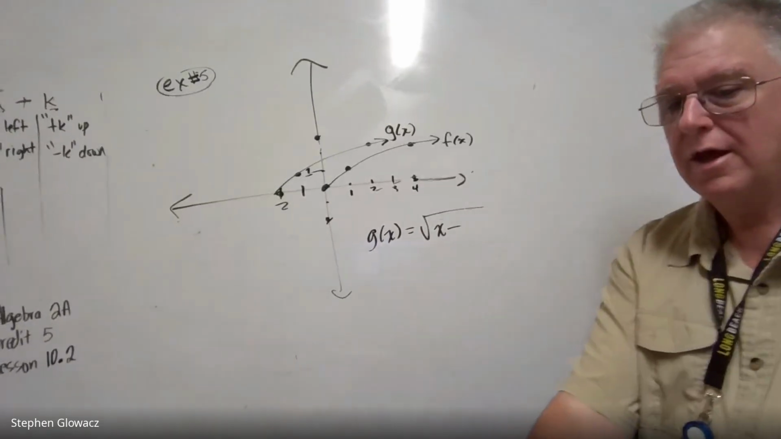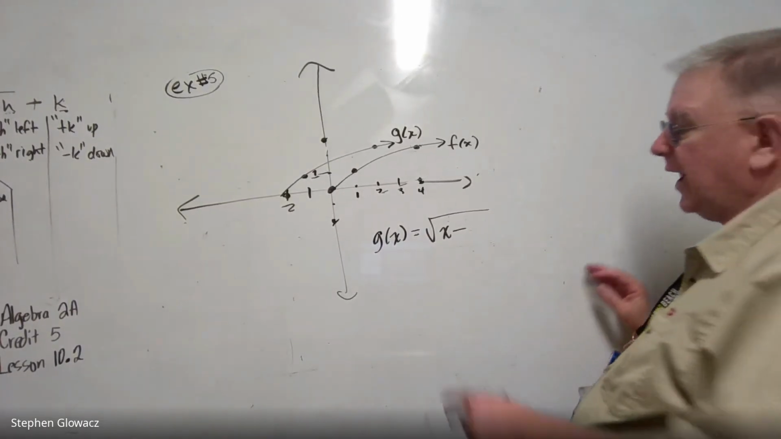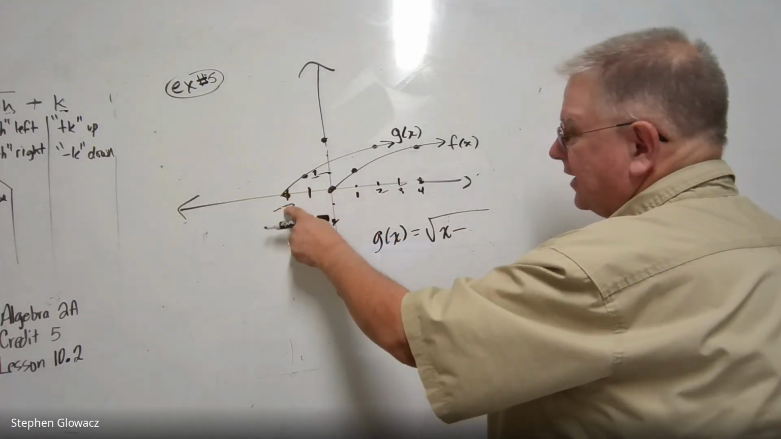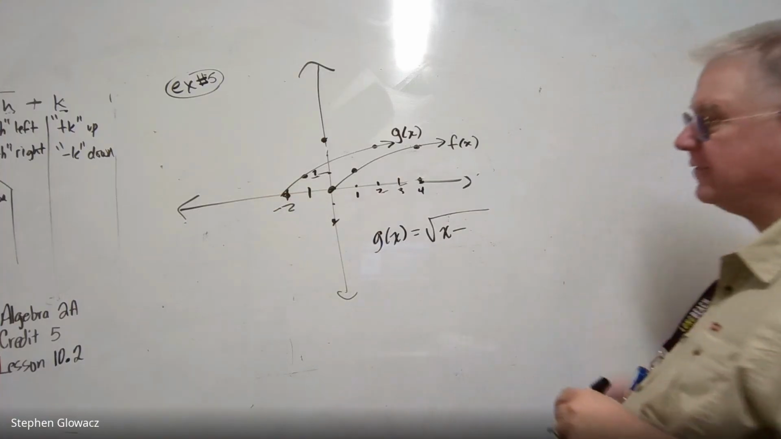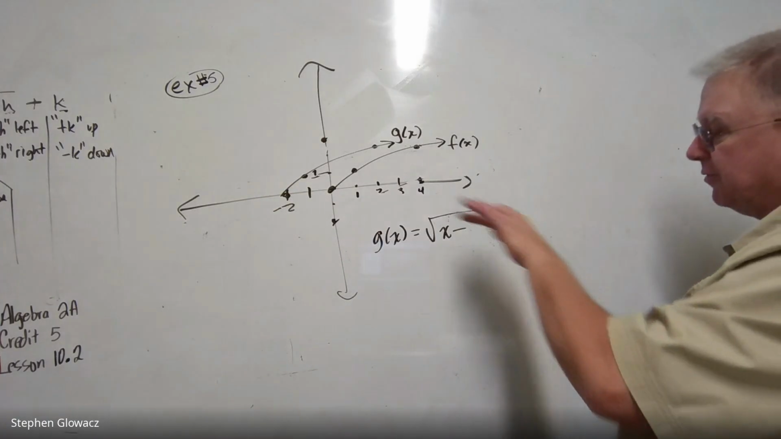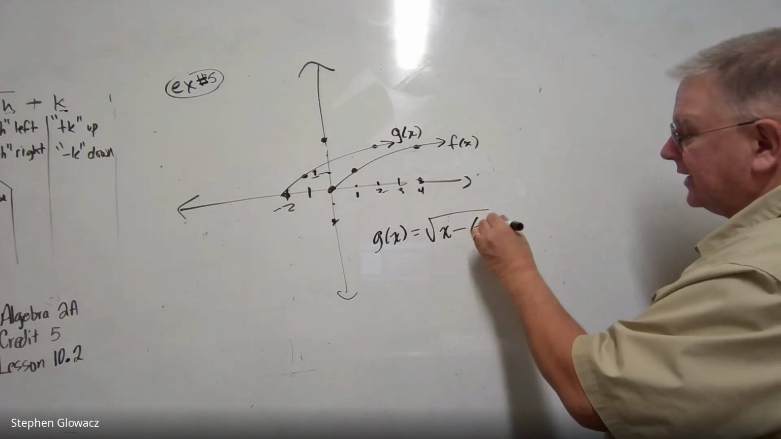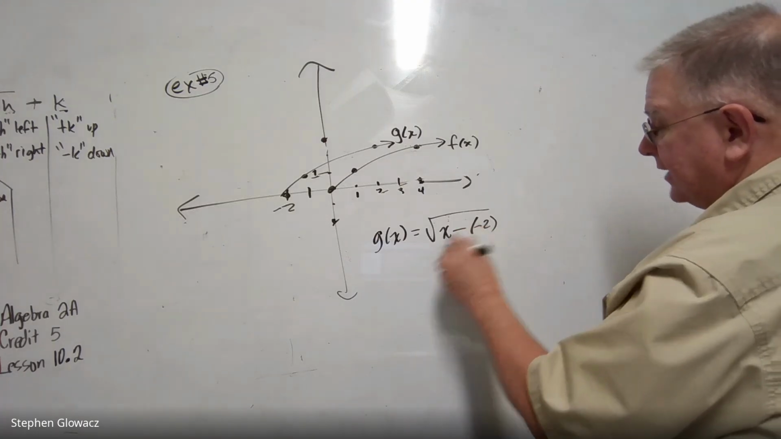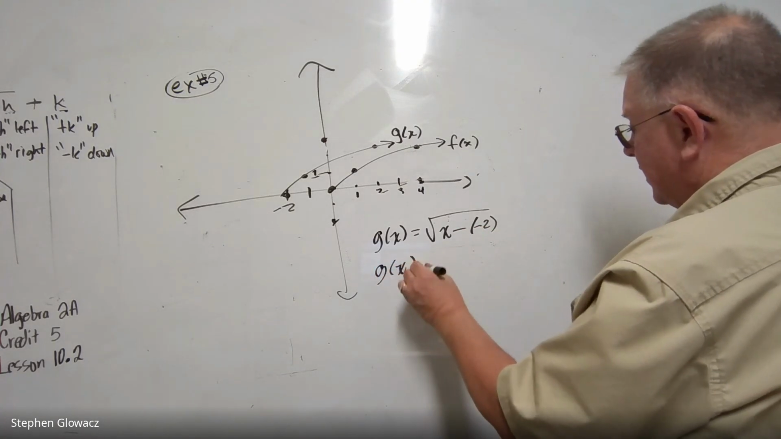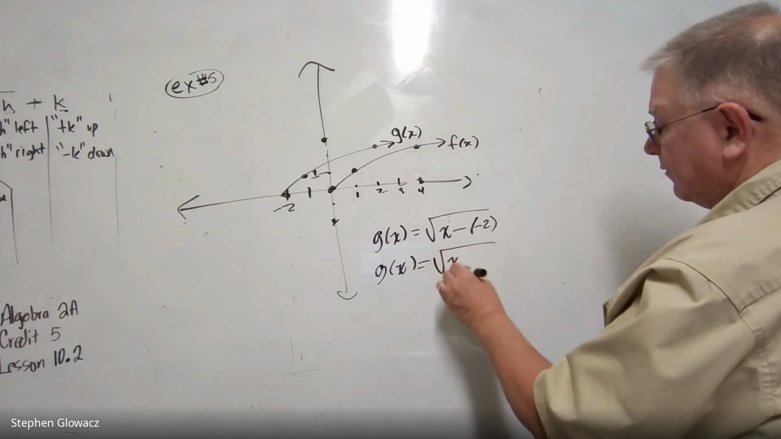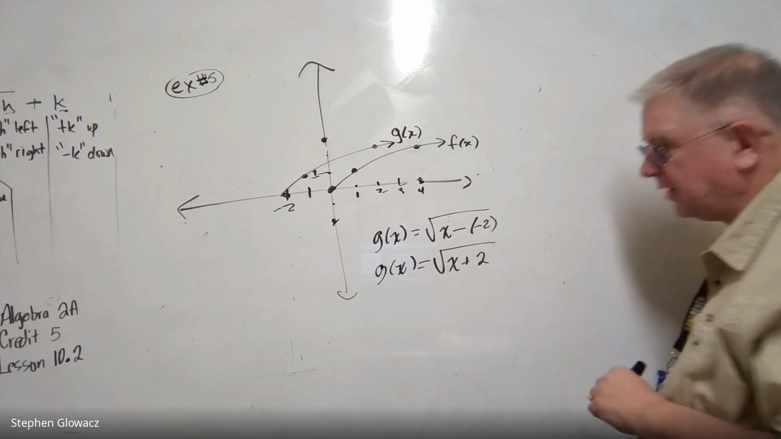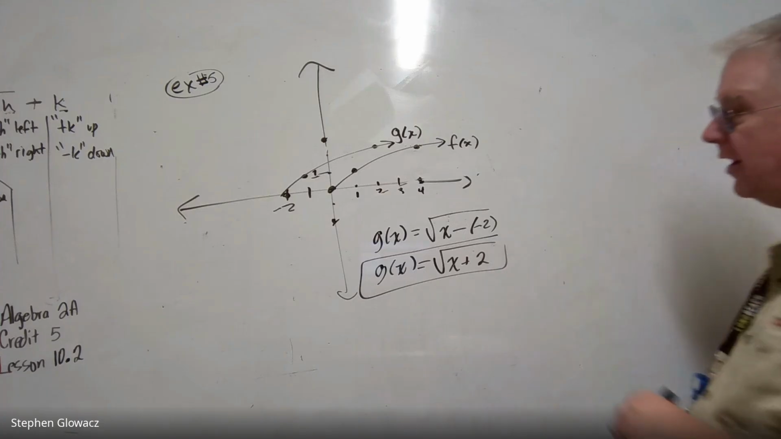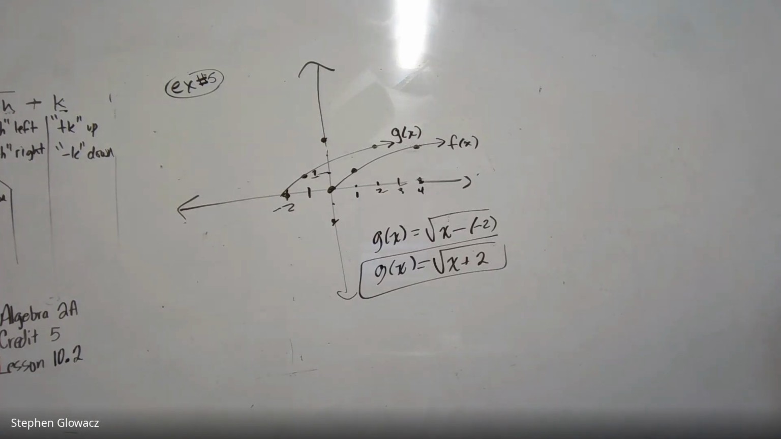And so x minus, how many units did we move? We moved 2 to the left. So that would be x minus, we moved in the negative direction, x minus a negative 2. Remember, subtracting a negative, a minus minus becomes a positive. So that would be g of x equals the square root of x plus 2. And so that is the answer choice we would be looking for if that was our graph.